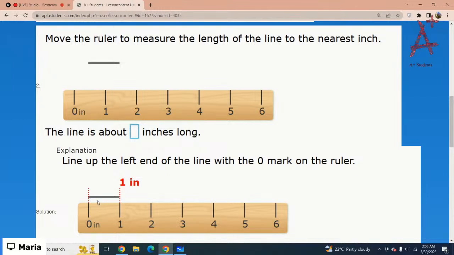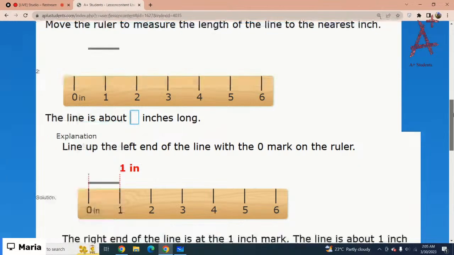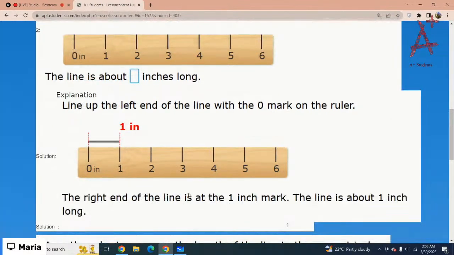Got it? You can see the length of the line is just 1 inch. The right end is lined up with 1 inch. Got it? The right end of the line is at the 1 inch mark. The line is about 1 inch long. Got it? That means the length of the line is 1 inch.